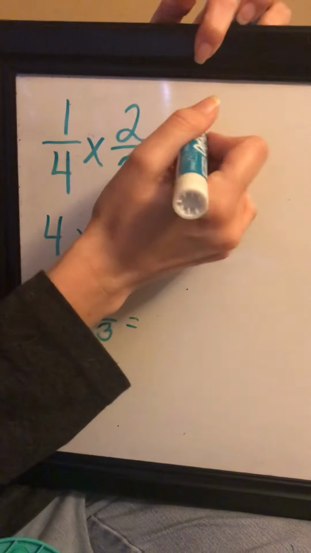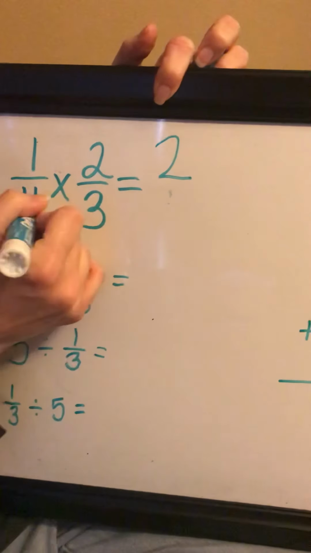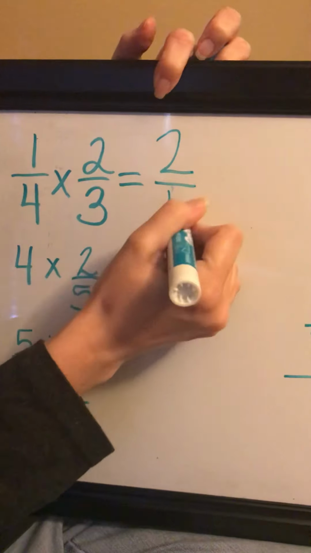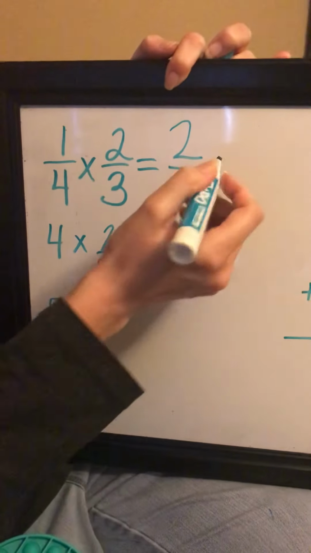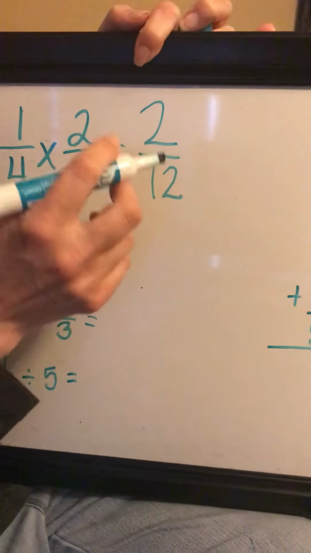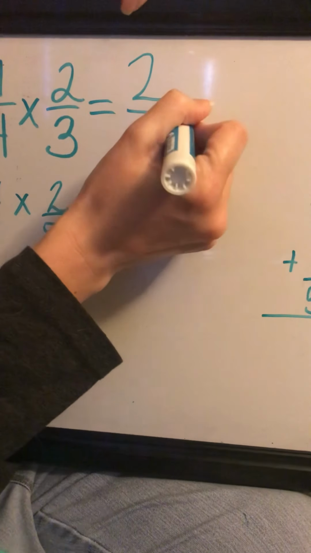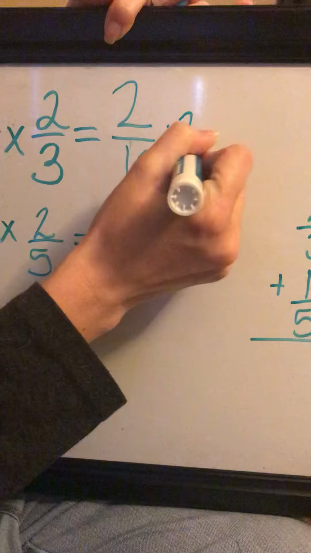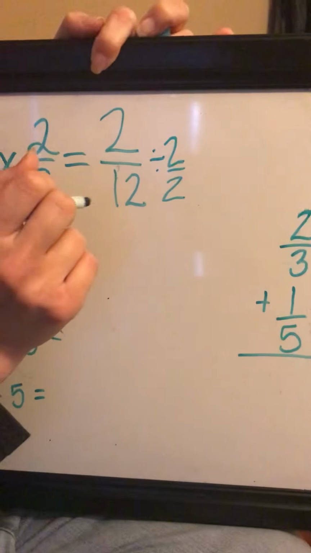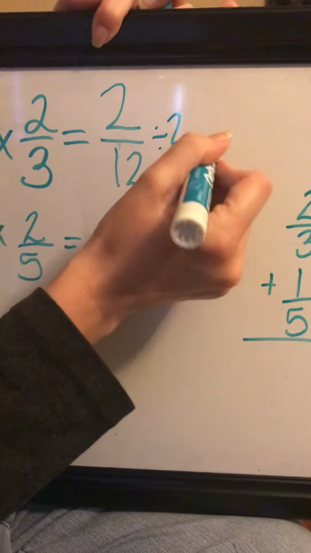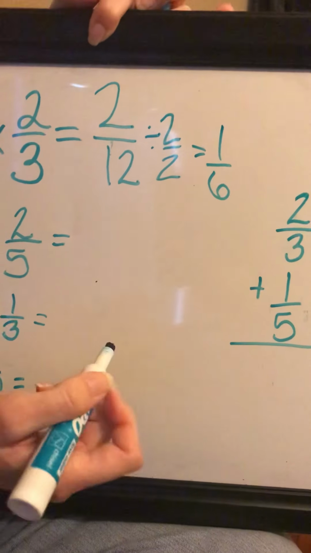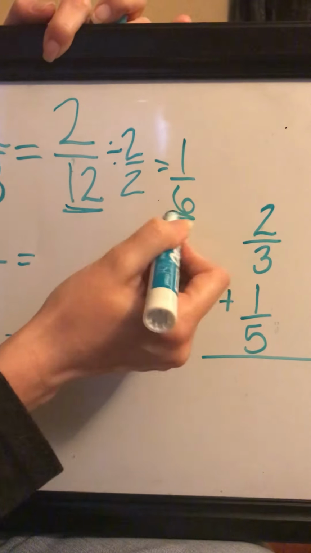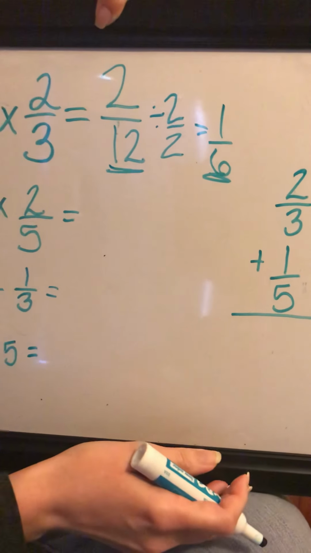So 1 times 2 would give me 2, 4 times 3 gives me 12, and we can simplify these. They share a common factor of 2. So one way you can tell that is because they're both even. So if I divide them both by 2 over 2, that keeps it equivalent. That's like dividing by 1. And so I end up with 1/6. So that's the simplified form. 2/12 and 1/6 are equal to each other.